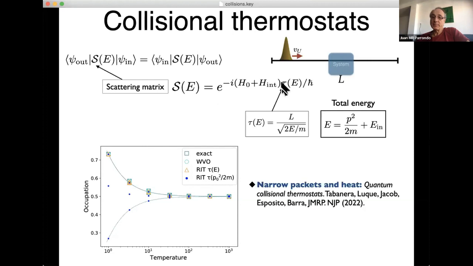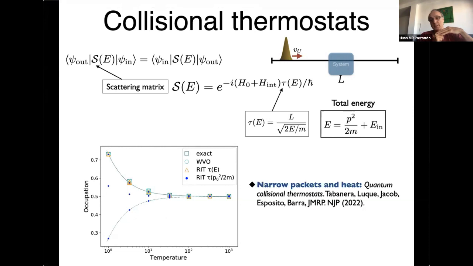with a random interaction time that depends on the total energy, and the system thermalizes. But if instead of calculating the interaction time using this formula, you just use the velocity, so you just forget about this initial energy, then you get these small blue points, which are far from equilibrium. You can even have population inversion. You can even have more particles in the excited state than in the ground state. So the system can have a higher probability to be in the excited state.